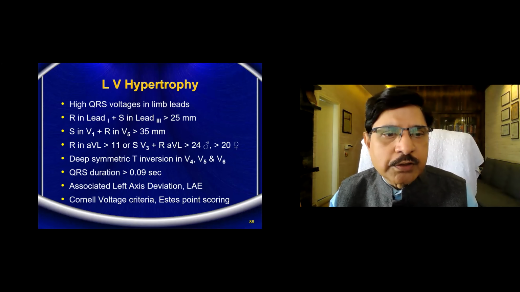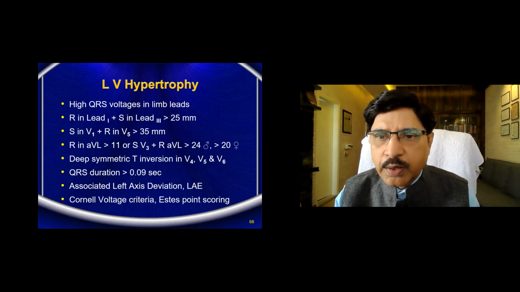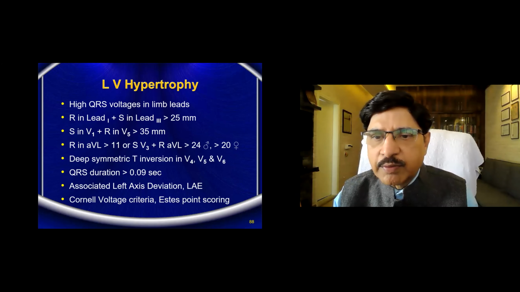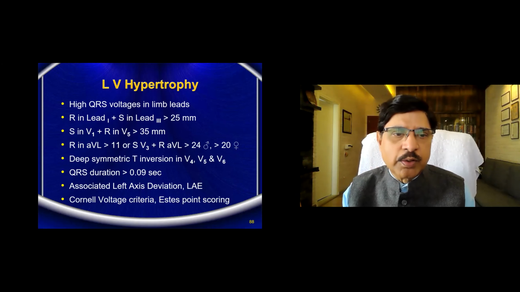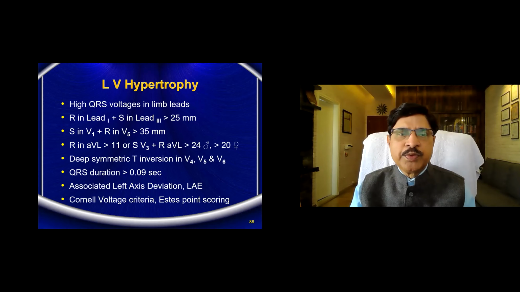These are called the Cornell's voltage criteria. There are two criteria internationally followed. Cornell's criteria and Estes point scoring. Any one of them we can follow. Normally we follow the Cornell's voltage criteria. Point scoring is they give points for each of these and then add the points, a little cumbersome, a little beyond this particular lecture.